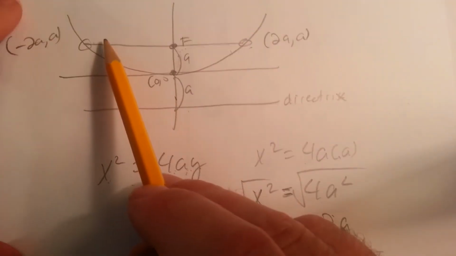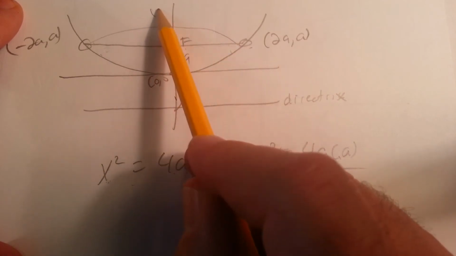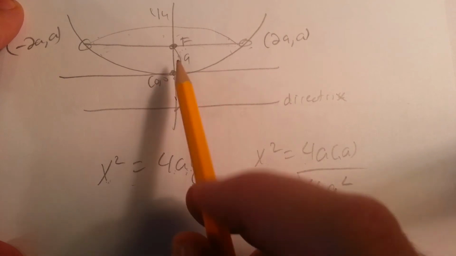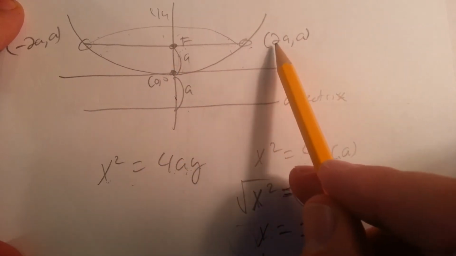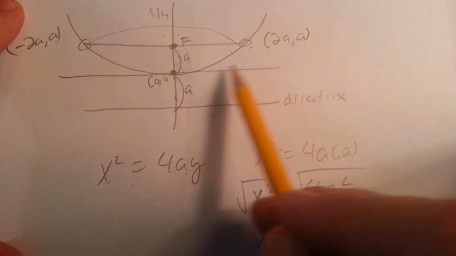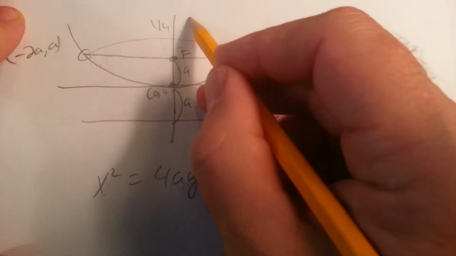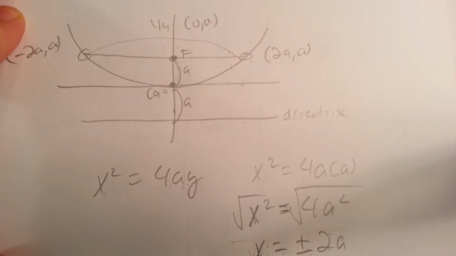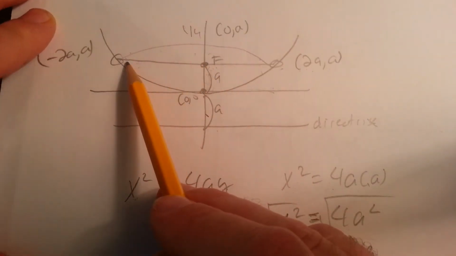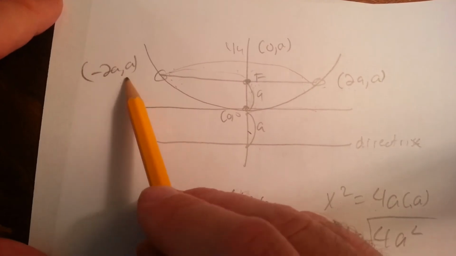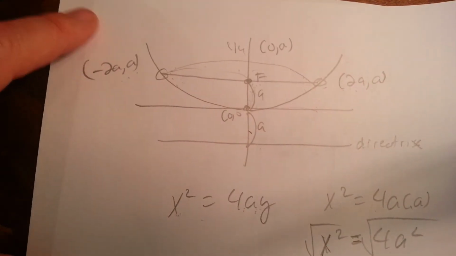So notice, remember I said the latus rectum, this whole distance, is always 4a, so this part will be 2a and this part's 2a. So this point here is going to be 2a comma a, 2 times a, and what's my y component? A, this focus is 0, a, right? And this is just negative 2a, remember? This is just going to be on the negative side. This point is negative 2a.